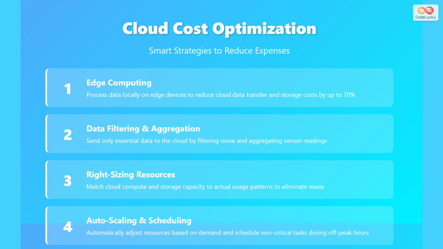Third, right-sizing resources means matching your cloud compute and storage capacity to actual usage patterns, eliminating waste from over-provisioned infrastructure. Finally, auto-scaling and scheduling allows you to automatically adjust resources based on demand and schedule non-critical tasks during off-peak hours when cloud pricing is lower.